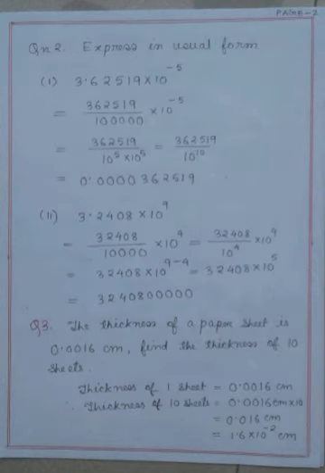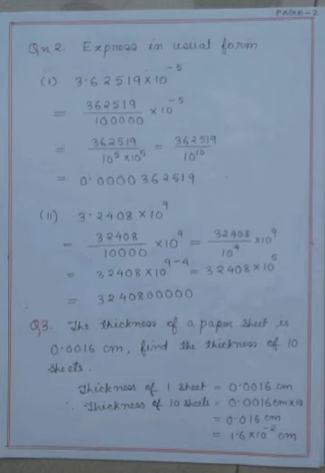Question number 2, express in usual form. So the standard form of the number is given. I have to convert it to the normal form. Number 1, 3.62519 into 10 to the power minus 5. I can write this as 3.62519 divided by 1.00000 into 10 to the power minus 5.